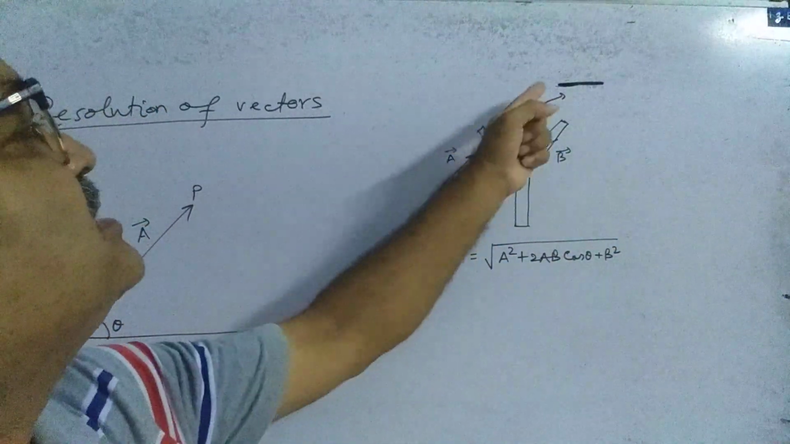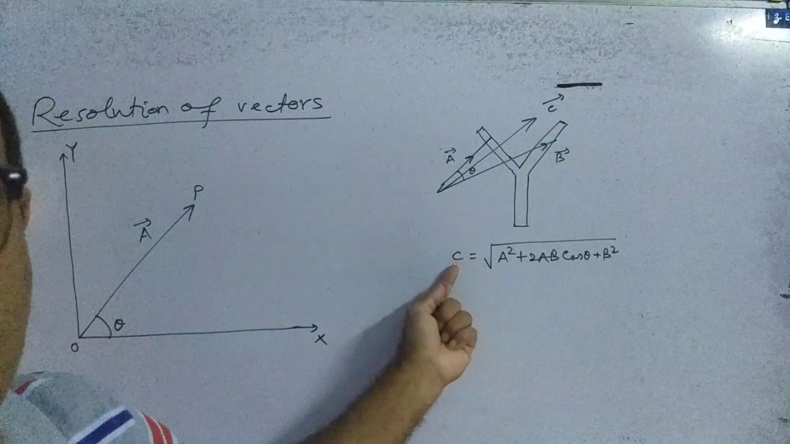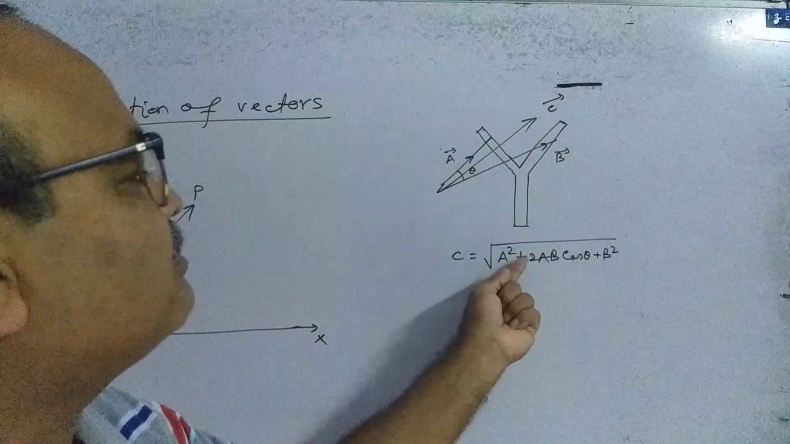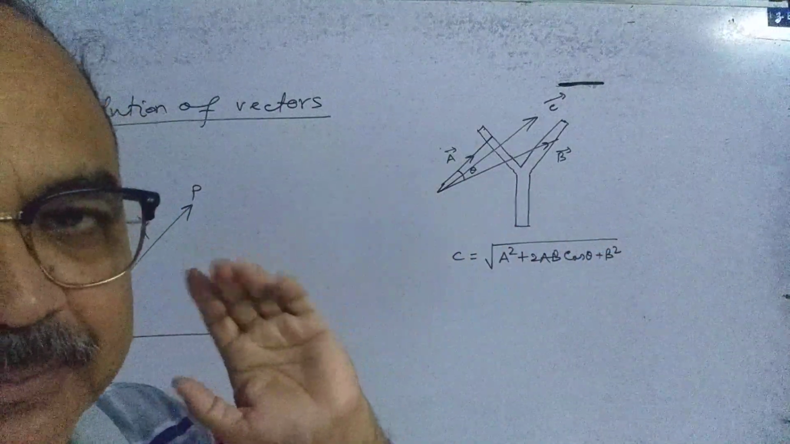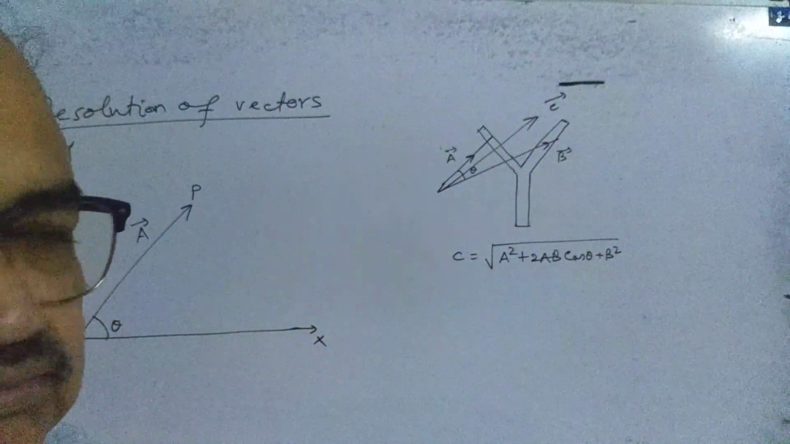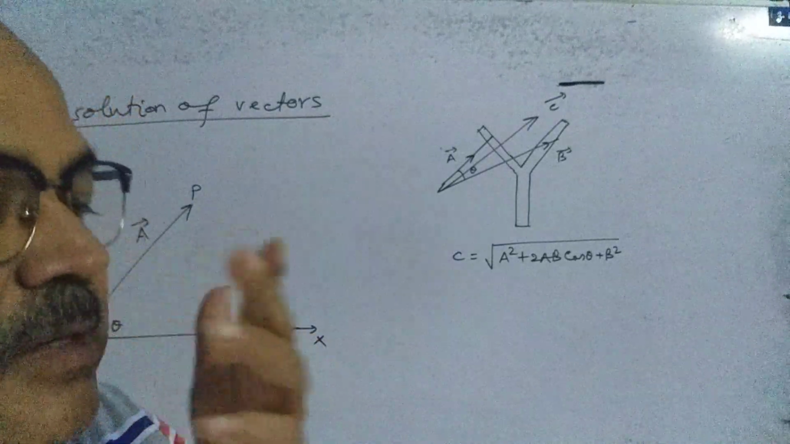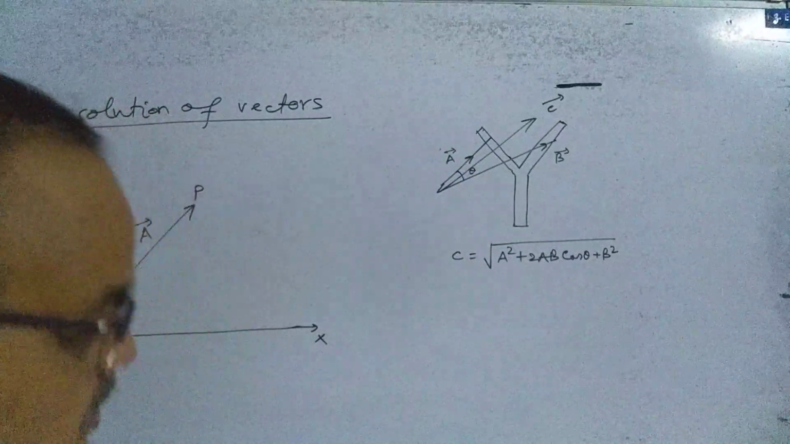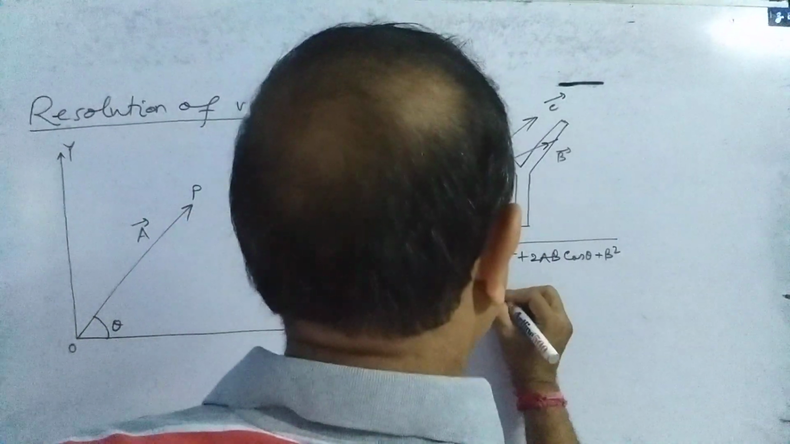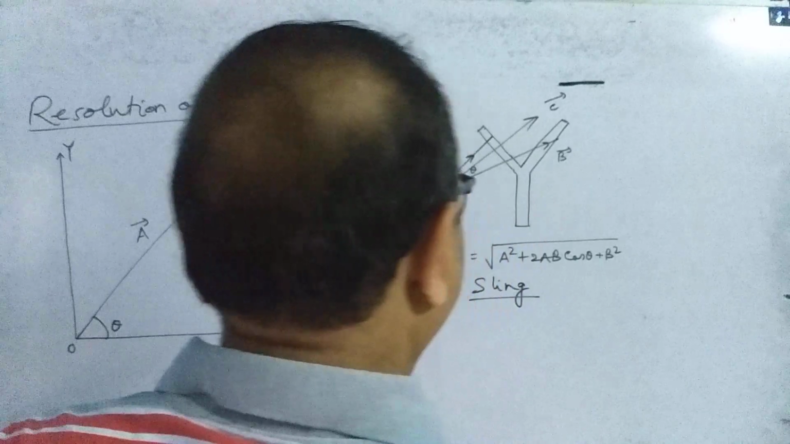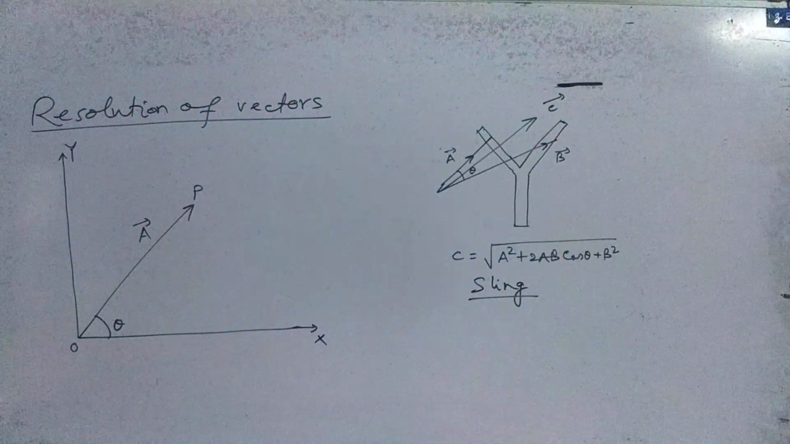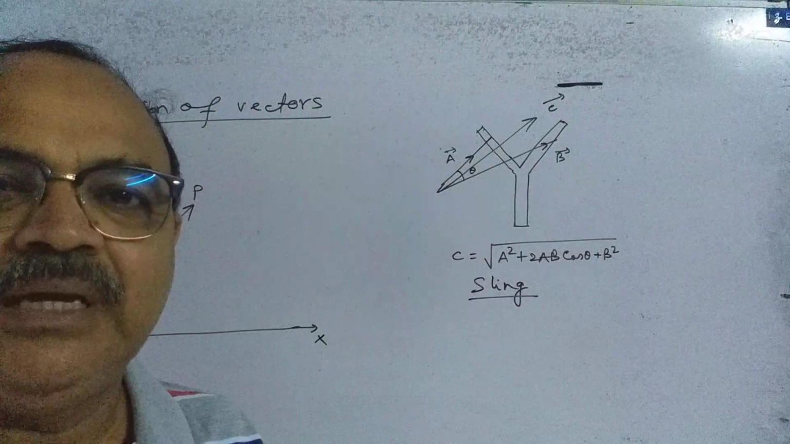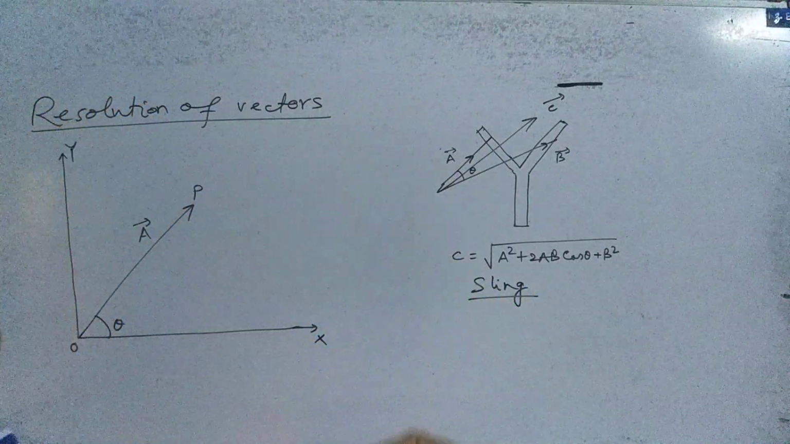Its resultant C vector has magnitude C equal to root A square plus 2AB cos theta plus B square. This is the formula. Suppose this is the figure. What is this figure? Look, this figure shows a sling, which in Hindi is called gulel. It's a sling.